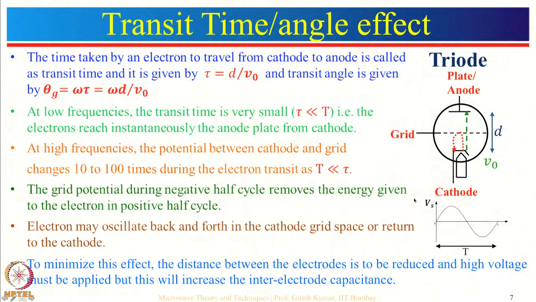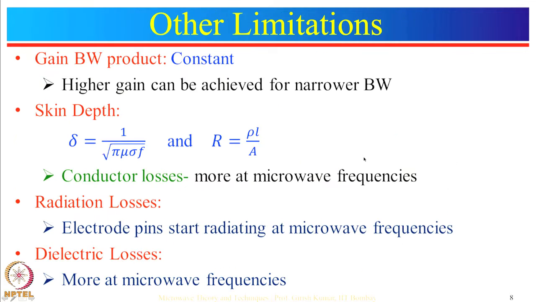To minimize this effect, the distance between the electrodes should be reduced and high voltages should be applied, but because of this the inter-electrode capacitance will increase. Now, let us move on to the next limitation, which is the gain bandwidth product limitation.